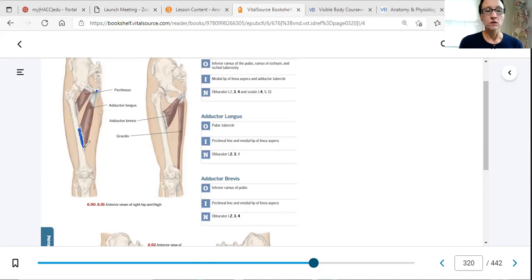Okay, so adductor longus actions. Remember, all of the adductors adduct and medially rotate the hip. And all of the adductors also assist to flex the hip. Okay, so that's it. Adduct, medially rotate, and assist to flex the hip for adductor longus. So 3 actions for that one.